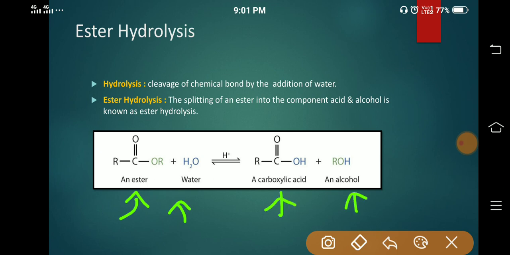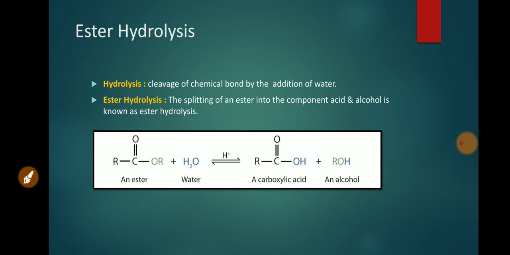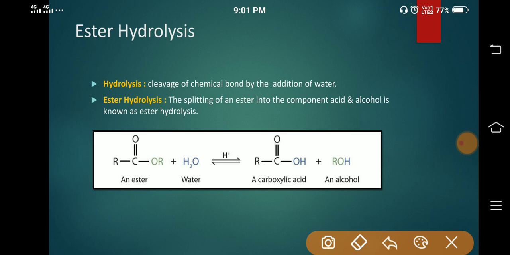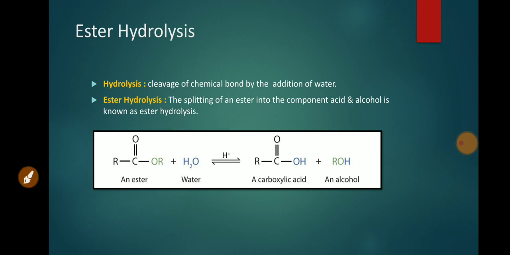This type of reaction is reversible in nature because formation of ester and ester hydrolysis into acid and alcohol both follow the same mechanistic pathway. Therefore, these reactions are reversible in nature.